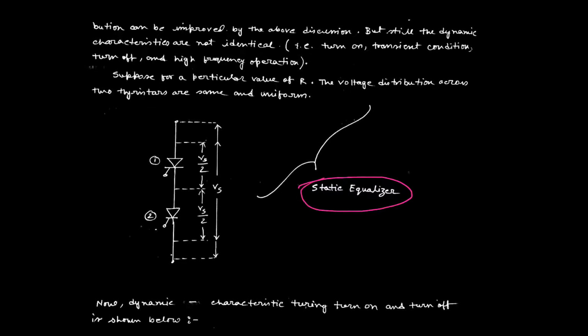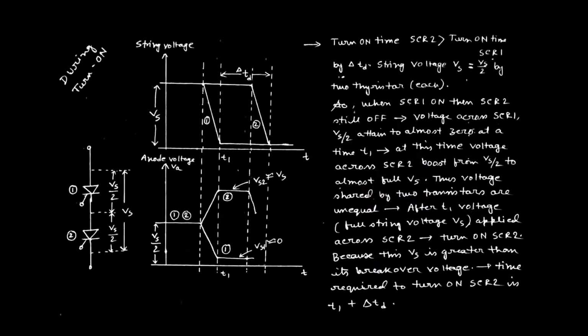But this is not enough for equal distribution of the supply voltage across each thyristor of the string during turn on and turn off process. Then we are going to design the dynamic equalizing circuit. So in the next slide that will be discussed briefly. First we are going to discuss the equal voltage distribution during on state, or during turn on of the SCR.